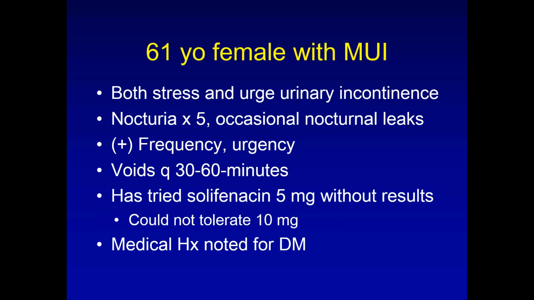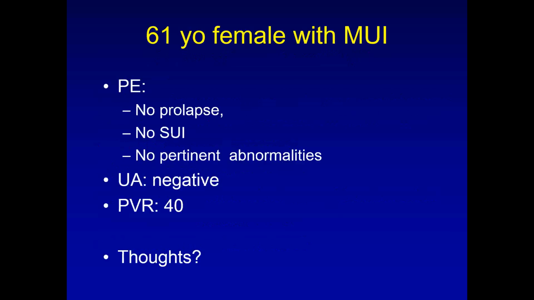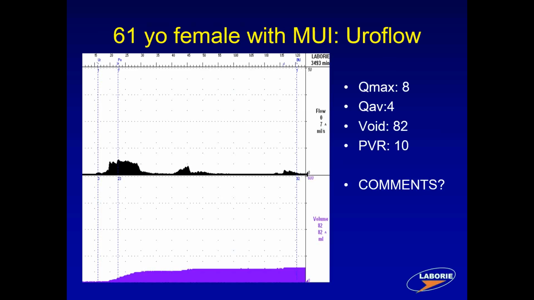But she's got frequency, she's got urgency, she's waking up, so she's going to the bathroom about every 30 to 60 minutes. You tried her on solifenacin, no, not better at 5 milligrams. You put her up to 10, and she does not tolerate it, so she's got to stop it. She's diabetic. On exam, she's got no prolapse, she's got no stress incontinence, no abnormalities, and her UA is negative, PVR 40. So here's her urodynamics. Q max of 8, Q average of 4, voided volume 82, PVR 10, intermittent pattern.